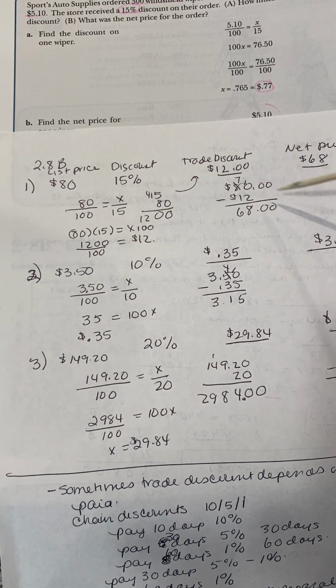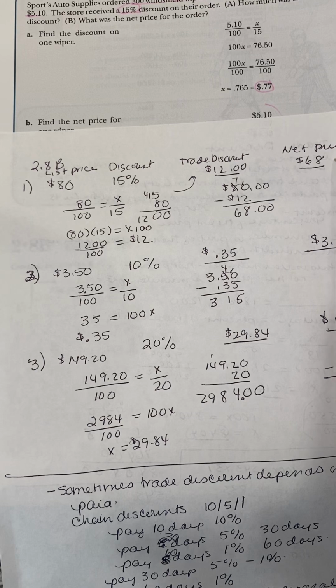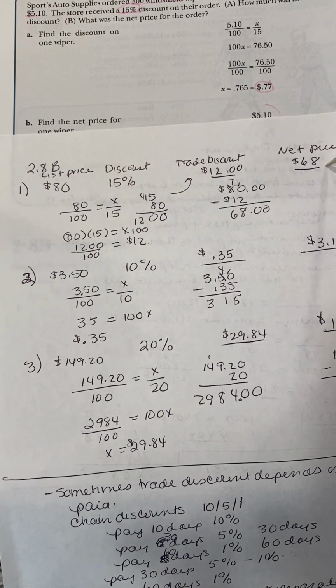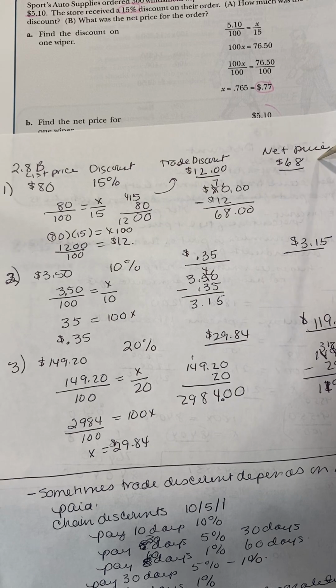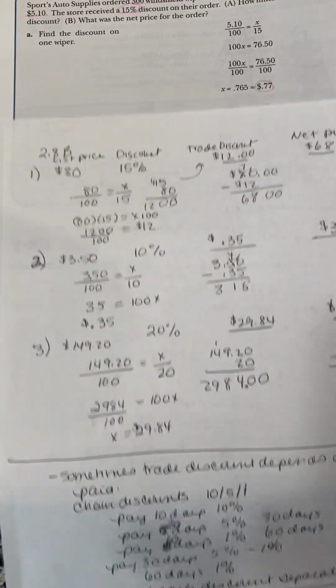So you get a discount of $12 off, but your list price is $80. So $80 minus 12 is going to be $68. So the price that you're going to have to pay is $68. The list price is $80, but you're only going to have to pay $68, right? So you got that? How we did that? Let's do number two.